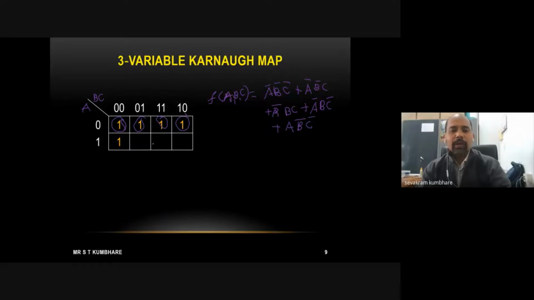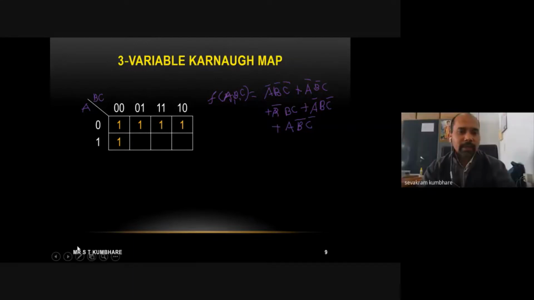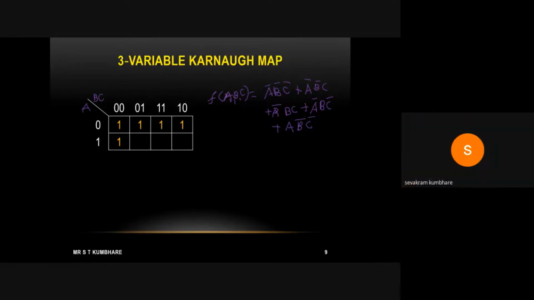So this is the expression for the given K-map. But we are not interested in this. We are interested in the minimized form. Let's continue. We are not interested in the full expression, we are interested in the minimized expression. So how to minimize? Can anyone tell me?